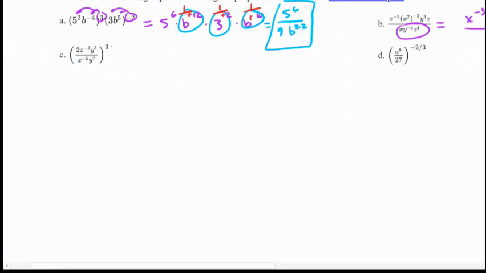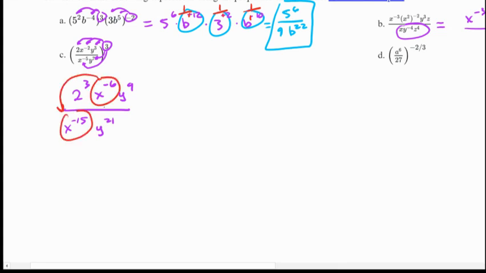For c, I'm going to distribute this exponent, so it's going to go to all 5 of these exponents here. So when I rewrite that, it's 2 to the power of 3, x to the power of negative 6, y to the power of 9, x to the power of negative 15, and y to the power of 21. Now any negative exponents, I'm going to switch to the other side. So when I rewrite this, 2 to the power of 3, x to the power of positive 15, y to the power of 9, x to the power of 6, y to the power of 21. I know 2 to the power of 3 is just 8, so I'm going to stop writing that.